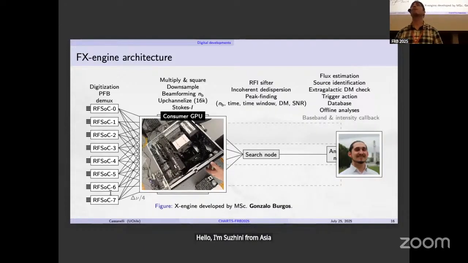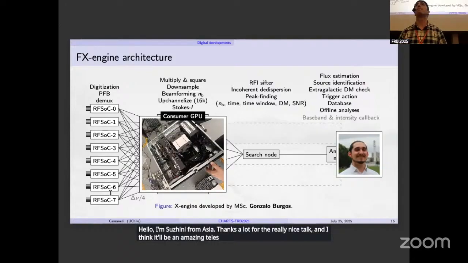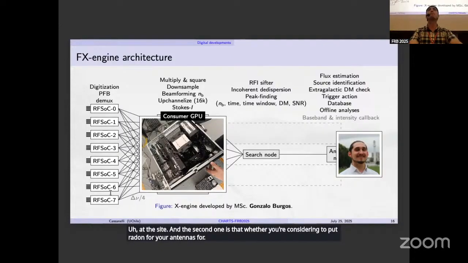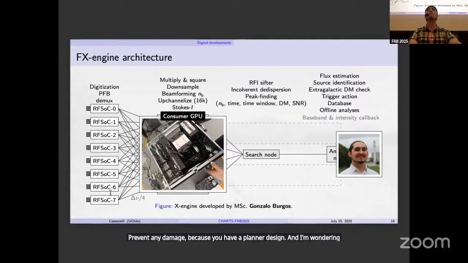Thanks a lot for the really nice talk, and I think it will be an amazing telescope to cover the wide field of view, wide field in the southern hemisphere. I have two minor questions. The first one is, how's the RFI situation at the site? And the second one is whether you're considering putting a radome over your antennas to prevent any damage, because you have a planar design. I'm wondering whether there might be some damage if you keep them without a radome or something.